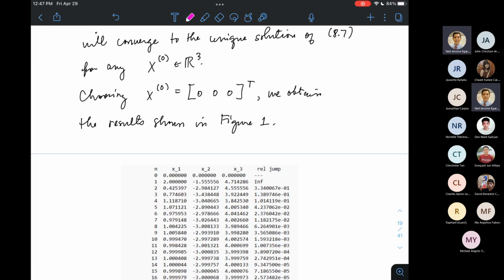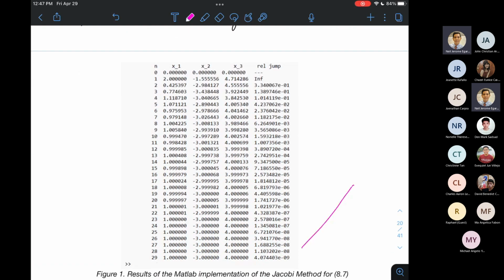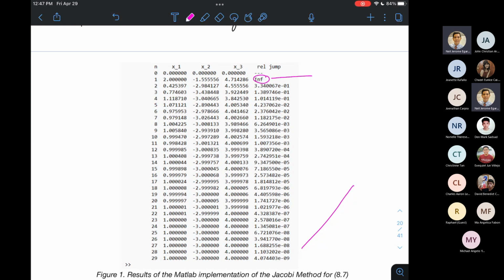So, yun. Tapos, ito yung kanyang results. Medyo may problema lamang dun sa una. Ito yung problema sa pagpili kay 0, 0, 0 as your starting vector, because we are doing relative jump criterion, right? So, ibig sabihin, ito ay mako-compute as yung norm. Sabi rito, gumamit tayo ng infinity norm.